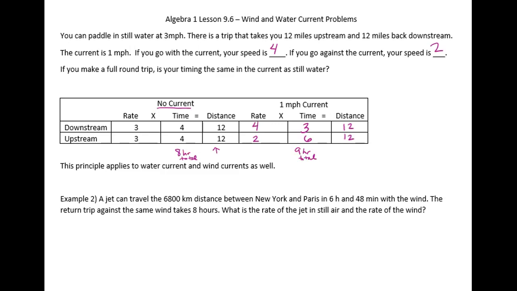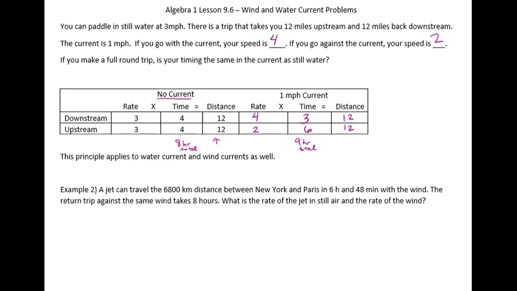So this principle of adding or subtracting the current is the same as wind currents as well. So in airplanes, you can add or subtract the wind. Let's look at our second example. A jet can travel the 6,800 kilometer distance between New York and Paris in 6 hours and 48 minutes with the wind. The return trip against the wind takes 8 hours. What is the rate of the jet in still air and the rate of the wind?